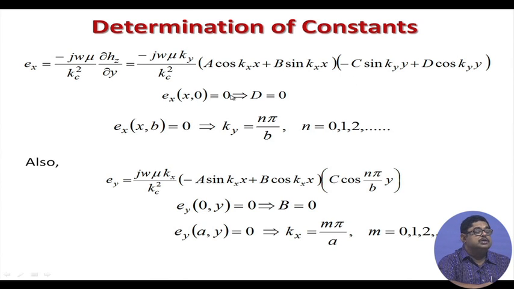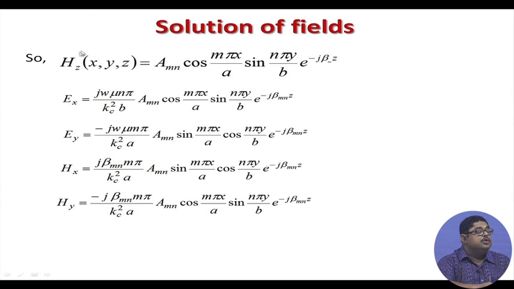So, Ex at x equal to 0 is equal to 0, that implies that the total thing is 0, which means that you cannot have any other thing except saying that d is equal to 0. By that you can find out what Ex is, and for b you can put that it will take this value ky. Similarly, if we put the other boundary condition, that gives you b is equal to 0, and kx takes some discrete values, those are given by this, like ky.